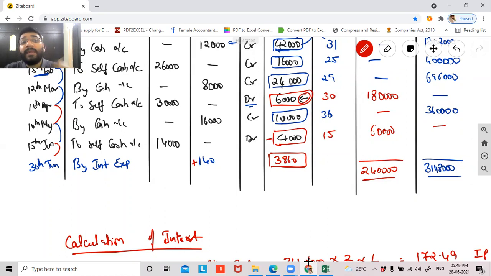Because 4,000 rupees, we have taken excess from the bank. And bank is supposed to give us interest. So bank is saying that whatever interest I have to give you, I'll adjust from the money what you have to give me. So 3,860, you have to give me further. Bank is telling Vinod. So what is the balance, guys? Can I say this is still debit balance? Yes, sir.